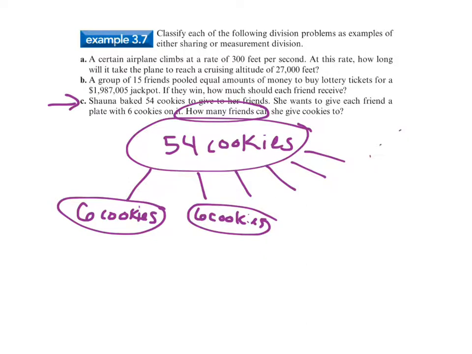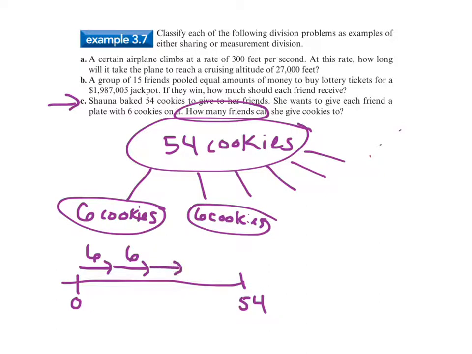You could also think of this as a number line again. All right, there are 54 cookies, and then starting with 0 cookies, every time she gives out a group of 6 cookies, she's given it to one friend, but what we need to know is how many friends she's giving those cookies to, right? Or how many groups of 6 cookies can she give out? So this is a measurement problem.